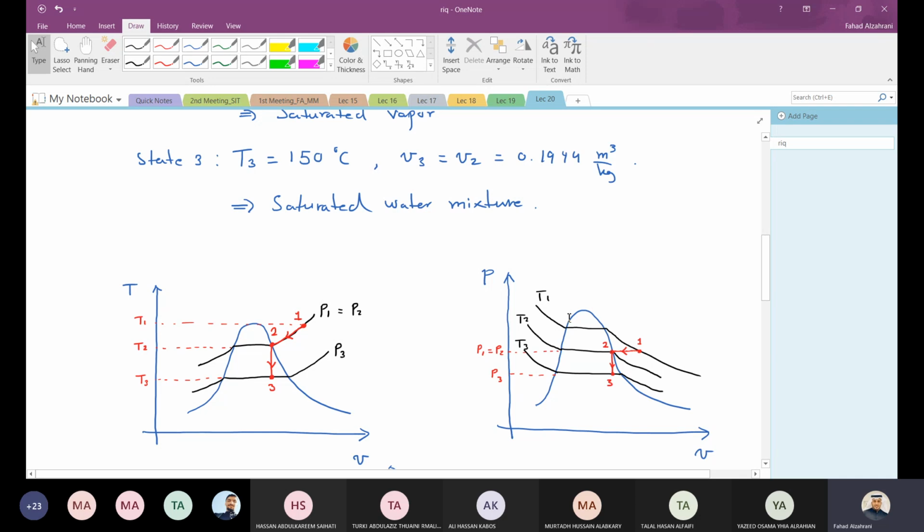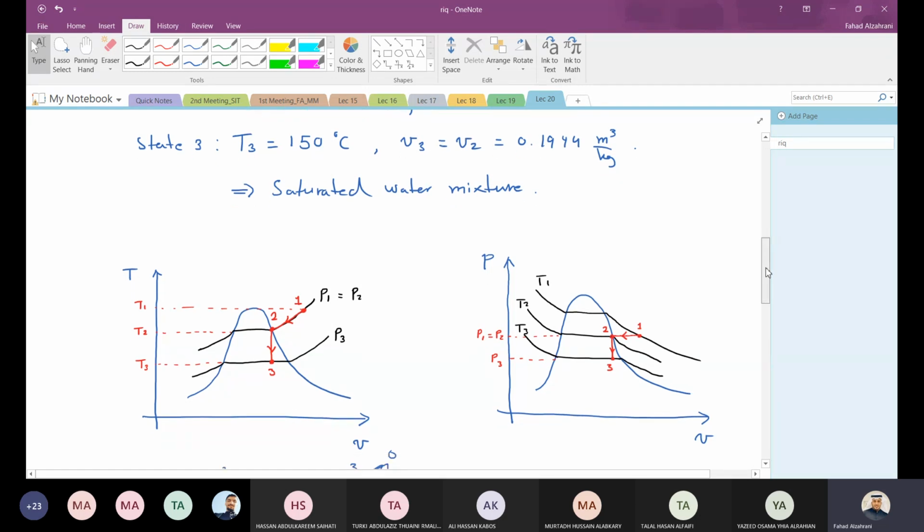For the PV diagram, since I have three temperatures, I have three constant temperature lines, and then I start from state 1 as superheated vapor, and then go horizontally at constant pressure until state 2, which is saturated vapor, and then vertically down to a saturated mixture state at T3. Okay, so this is the TV and PV diagram, and you should know how to plot it.